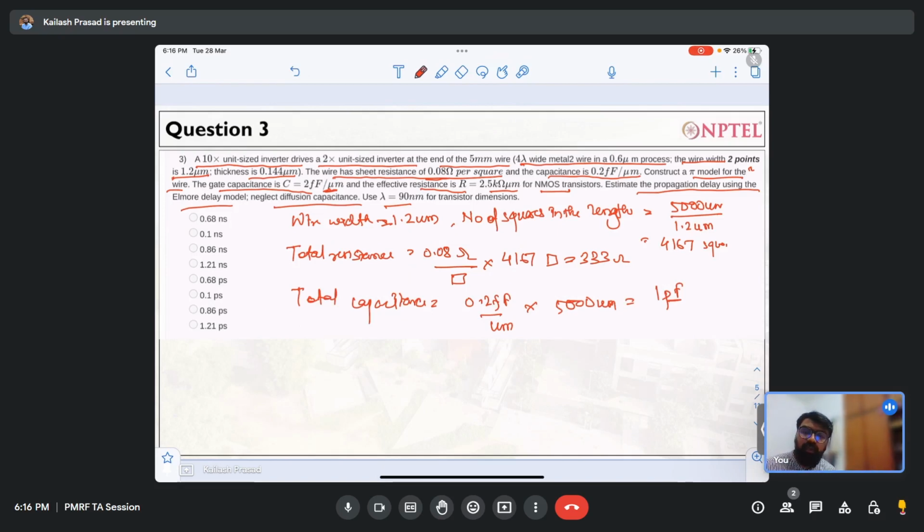Now once you have the resistance and capacitance, the question says that this is a 4 lambda wide metal 2 wire. If the unit inverter has a 4 lambda wide NMOS transistor, then W of 4 lambda will be 4 multiplied by 90 nanometer. 4 multiplied by 90 nanometer is 0.36 micrometer. This is for NMOS. If we consider the mobility ratio, then we have to multiply it by 2 for the PMOS, because it's an inverter.